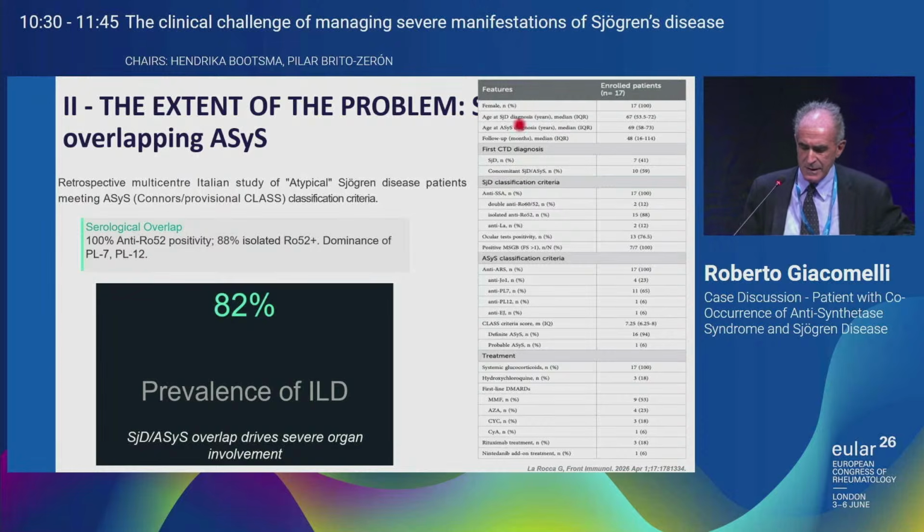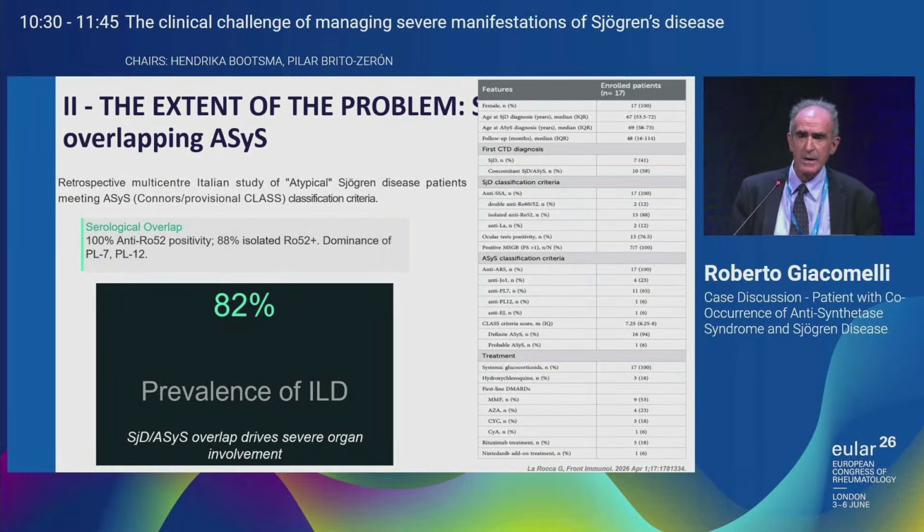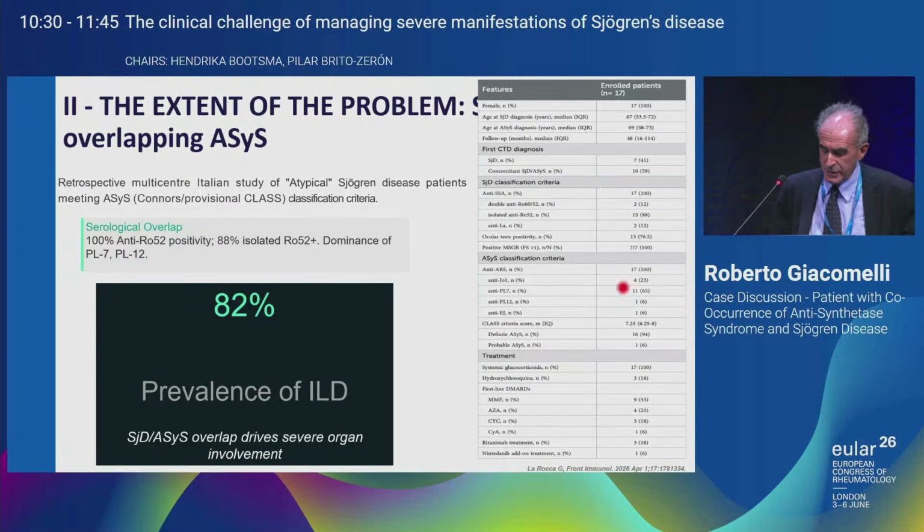And here you can see some of the demographic data of these patients. They were all female, and most of the patients showed Ro positivity. Concerning the antisynthetase antibodies, PL7 was the most representative autoantibody in our Italian cohort, and they were treated with a different kind of immunosuppressants for their disease.